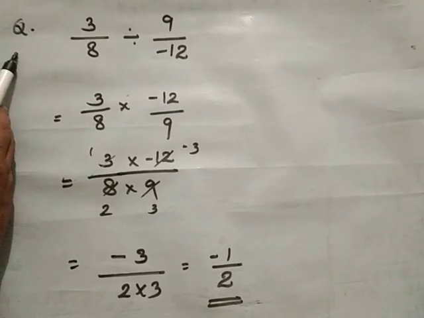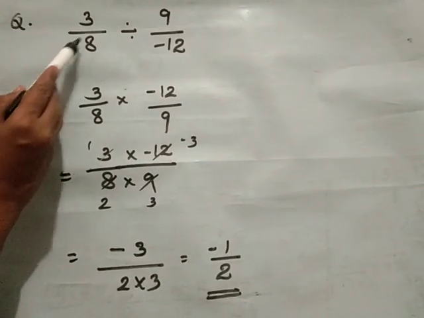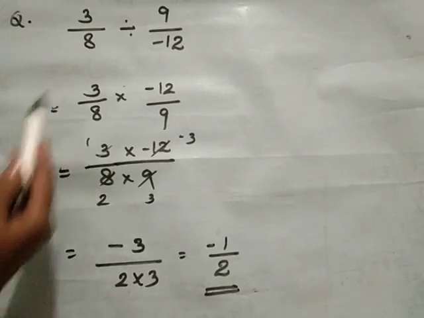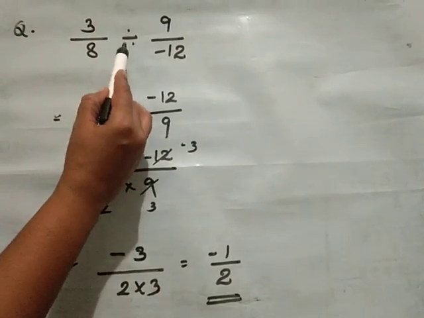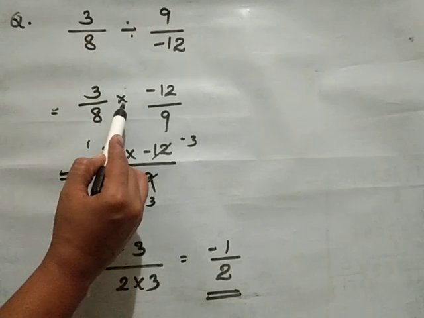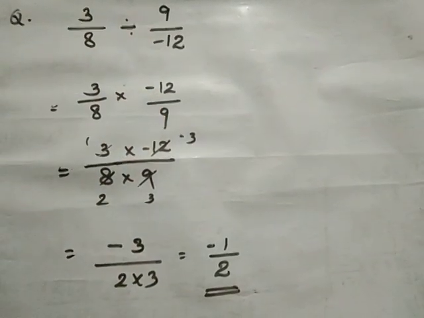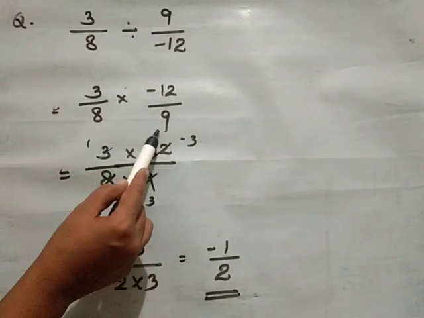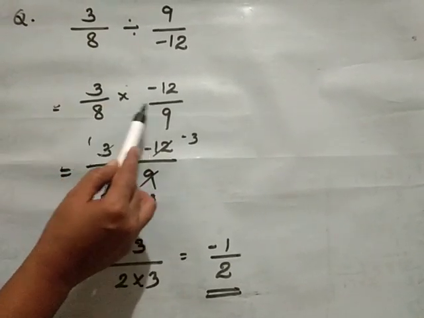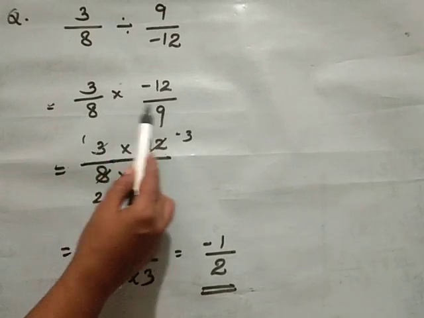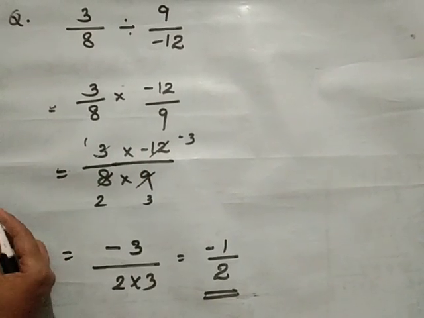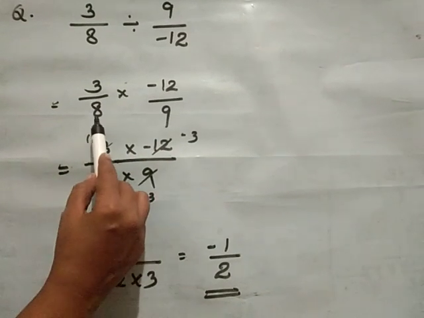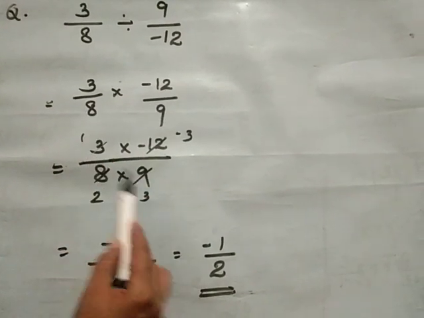Next we check one division question. 3 by 8 divided by 9 by negative 12. Okay. In a division question, first step we change the division into multiplication with its reciprocal. Okay, 3 by 8 into negative 12 by 9. Division changes to multiplication with the reciprocal. Then we know how to multiply rational numbers. Multiply the numerators 3 into negative 12 by, multiply the denominators 8 into 9.